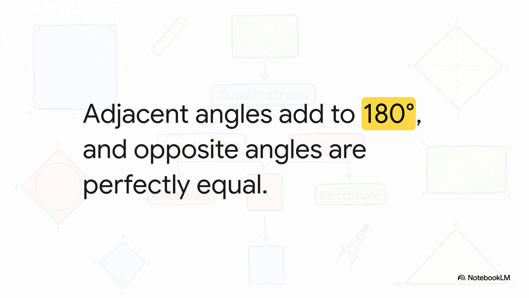Because of transversals crossing those parallel lines, any two adjacent angles, the angles sitting right next to each other, will always add up to exactly 180 degrees. And the angles sitting diagonally opposite each other, they are perfectly equal. It is just a stunning example of geometric symmetry.